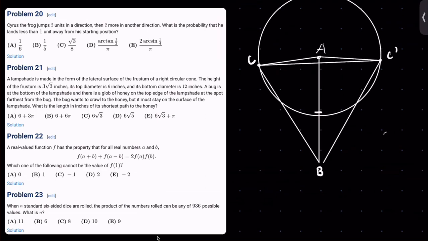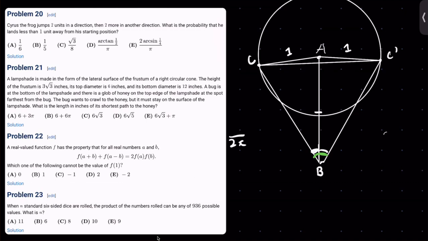We know that AC is 1 and AC prime is also 1. So when we choose where we jump from B, we're just choosing an angle, for example that angle to jump at to land at C. In total there's going to be 2 pi angles, 360 degrees. As long as we choose an angle within this sector, it'll land inside the circle. So we just need to find the green angle over there.